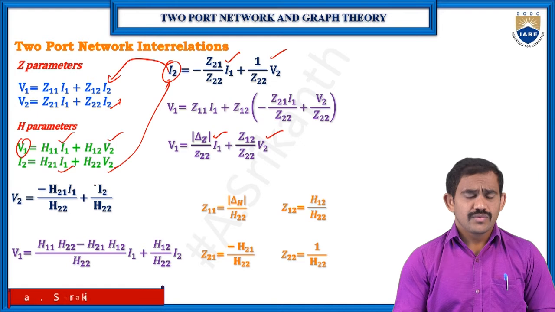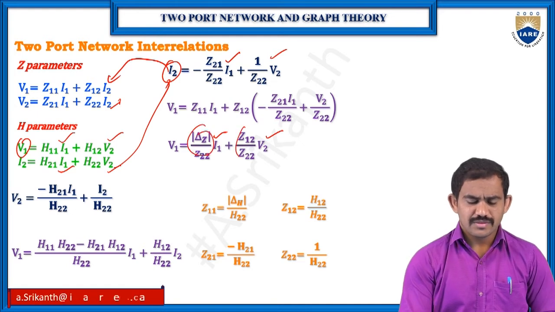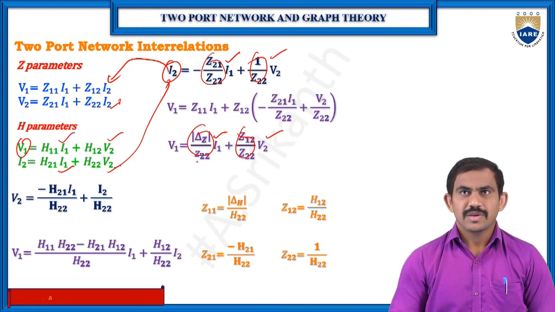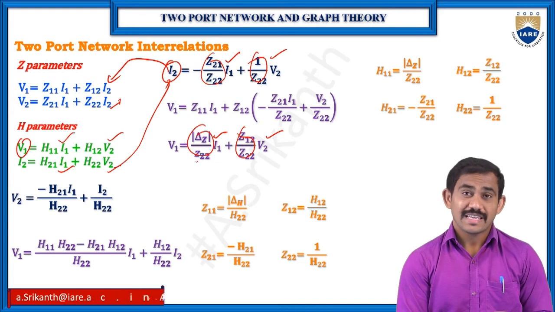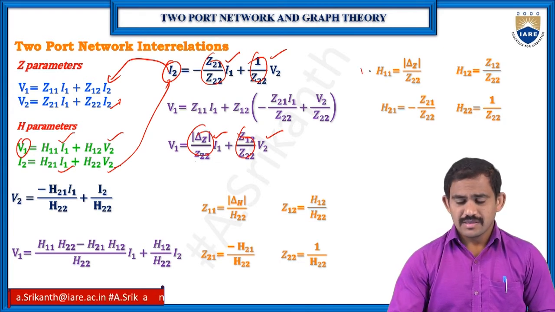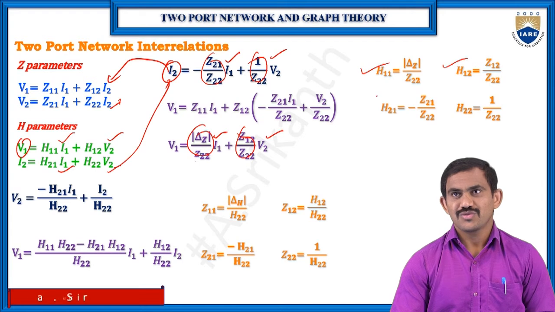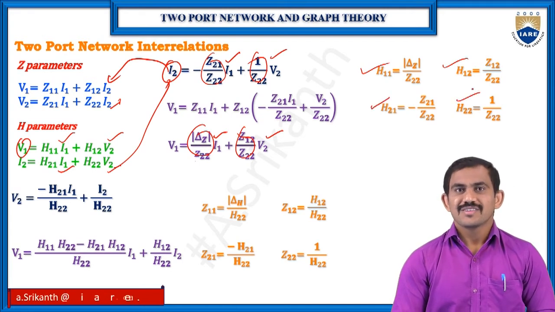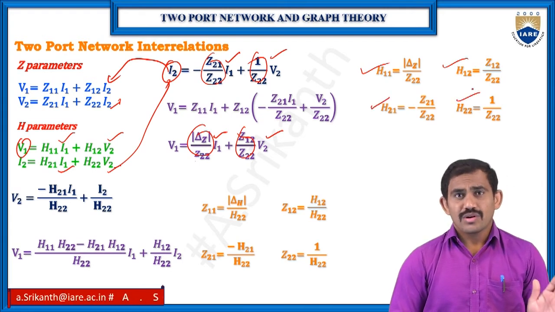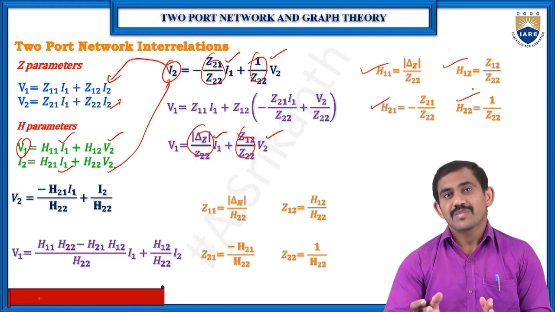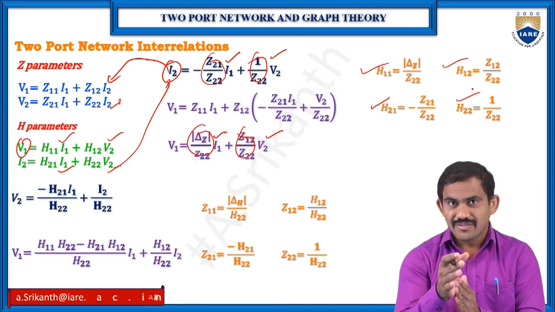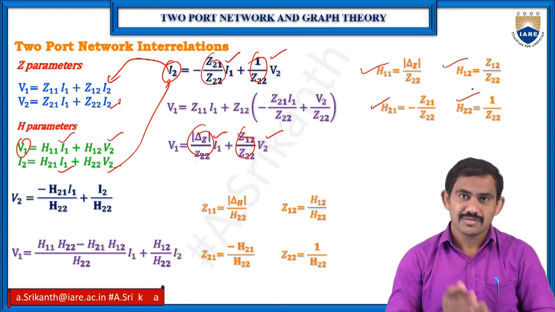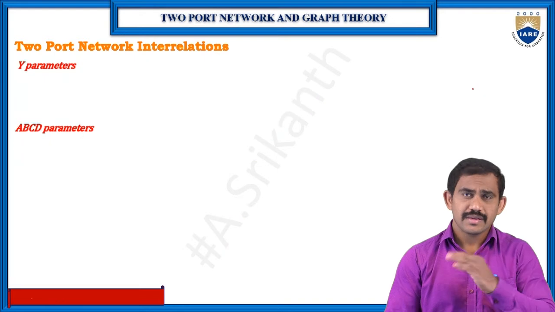Now you will get the remaining parameters values. So these are the H parameters values. So when I know the Z parameters values, I can find out the H parameters values, H11, H12, H21 and H22. Same thing, when I know one set of parameters, I can find out the remaining parameters. So observe clearly which equation I will convert and which equation will give those values. Now moving to the remaining parameters.